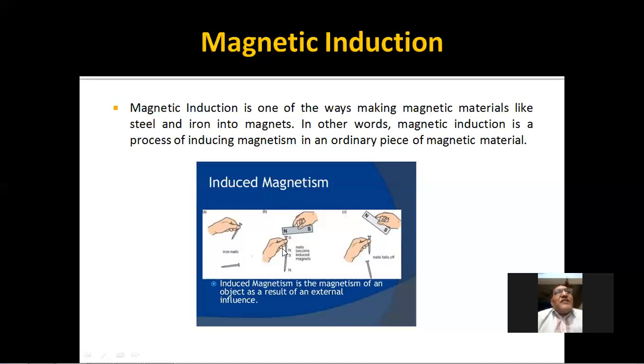So if you remove this bar magnet, this will lose its north and south. It will lose its magnetism. And this will also lose its magnetism. So this nail, which was attracted to this nail before, will no more be attracted, and it will fall on the ground. I hope that you have understood this idea.